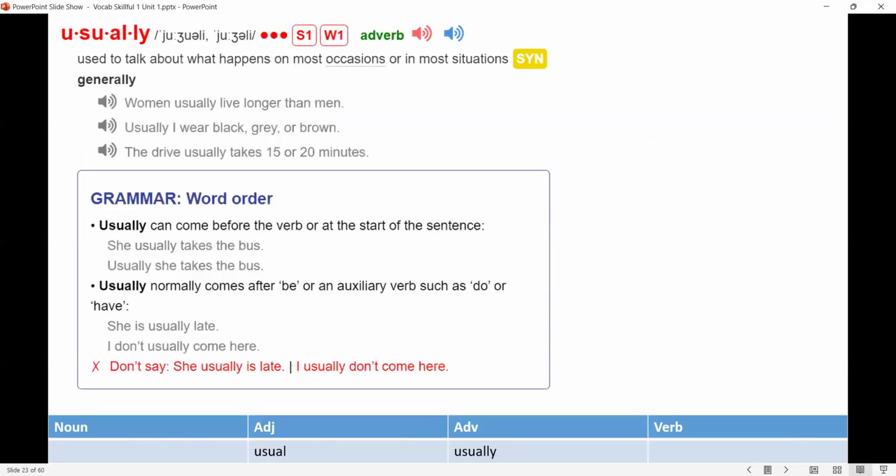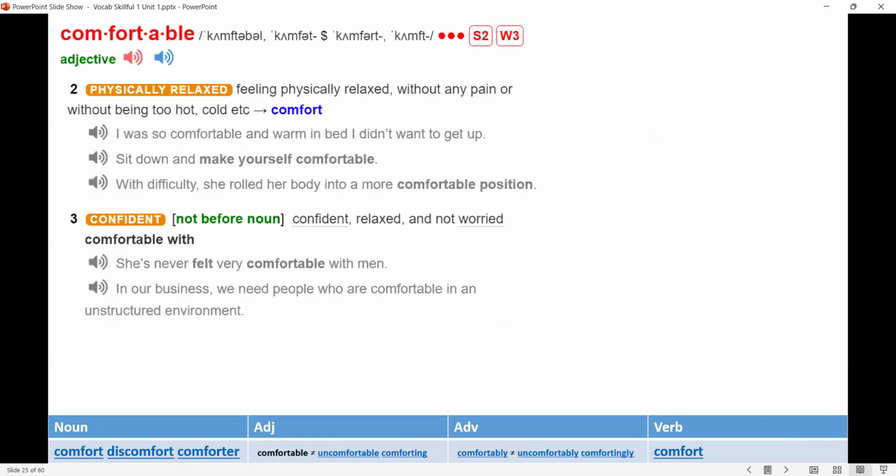Page 14. Usually. Usually means normally, generally. Example, she's usually late. I don't usually come here. Usually I wear black, gray, or brown. The drive usually takes 15 or 20 minutes.